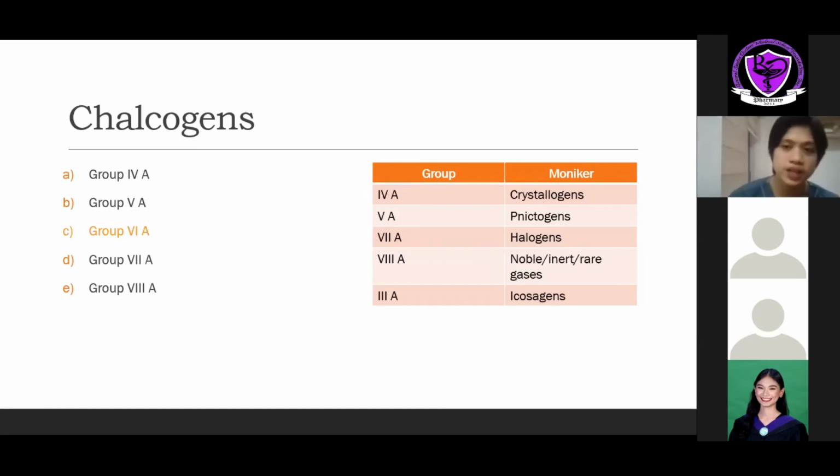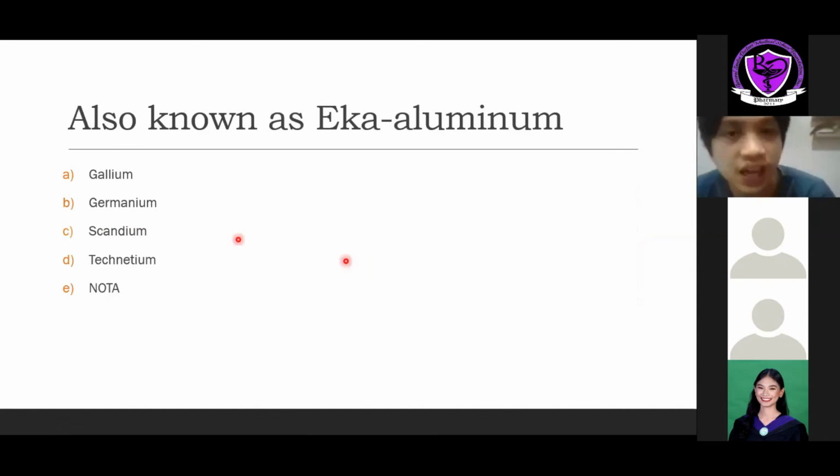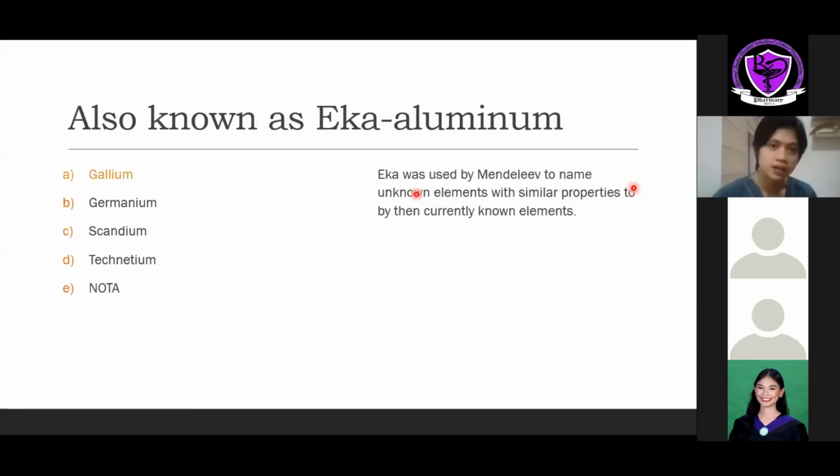Okay, ito, board exam question ito ha. Also known as eka-aluminum. Ibig sabihin, kagaya ng aluminum. Okay. Yep, correct. Eka, ibig sabihin yan, kagaya, similar properties.